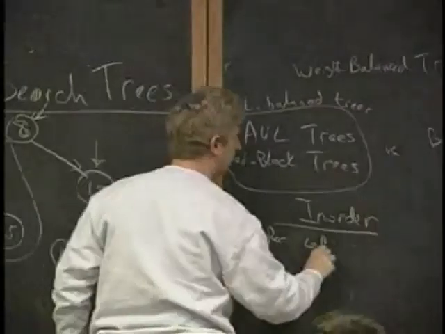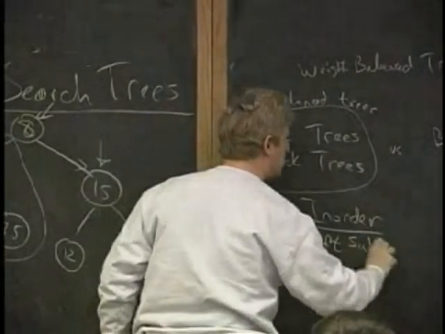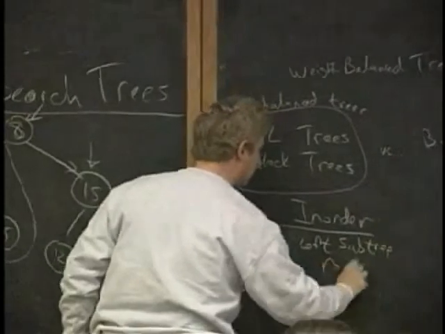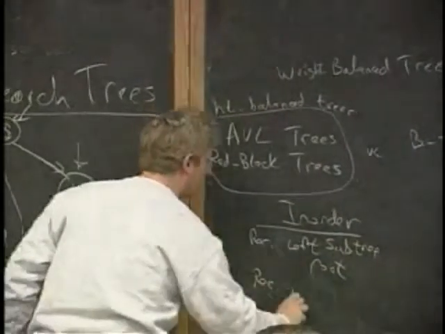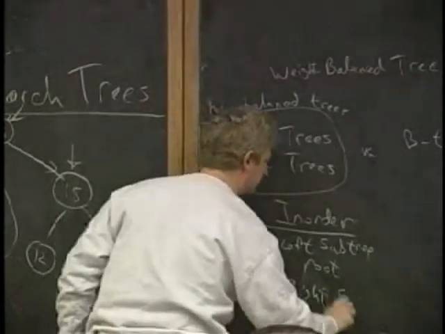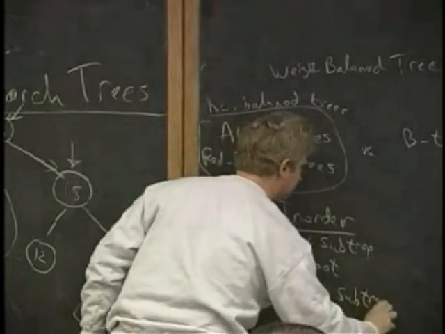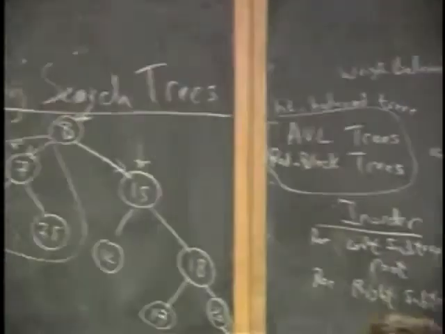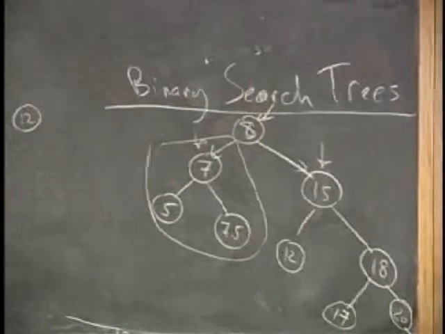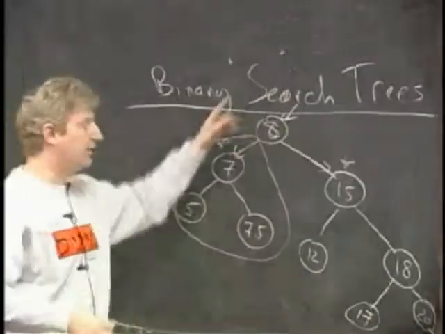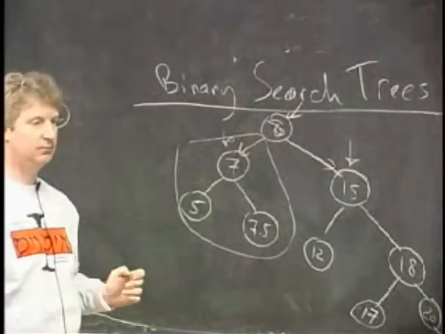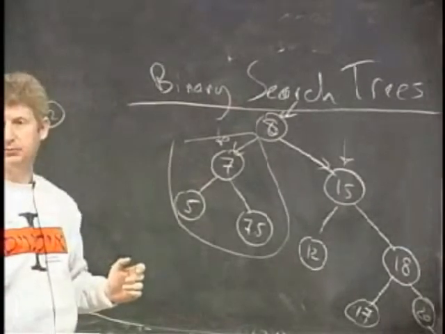In order means first left subtree, then root, then right subtree. Recursion, left subtree, then the root, then recursion, right subtree. So an in-order traversal of a binary tree is a sorted listing of all the nodes if the binary tree is a binary search tree. Are there questions about that?